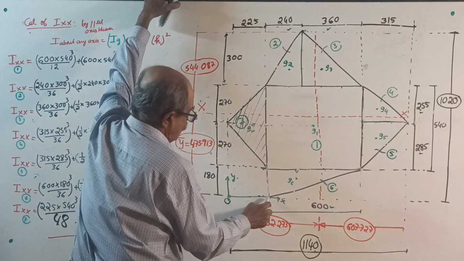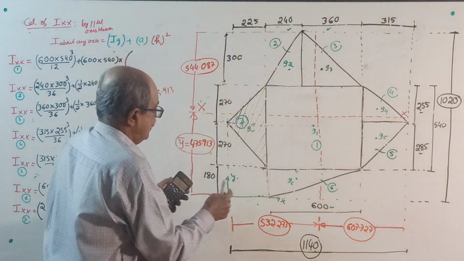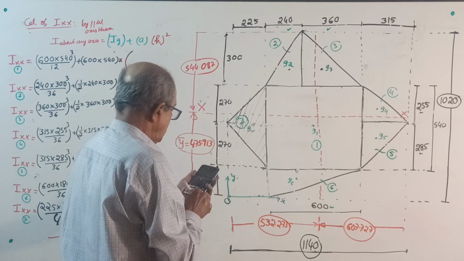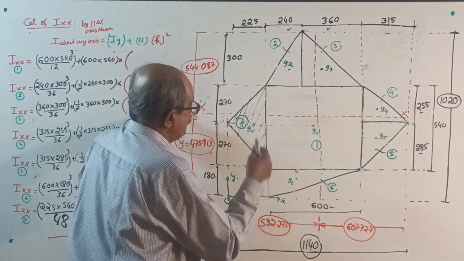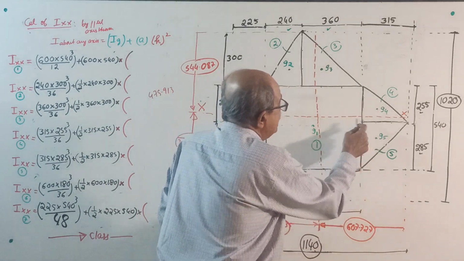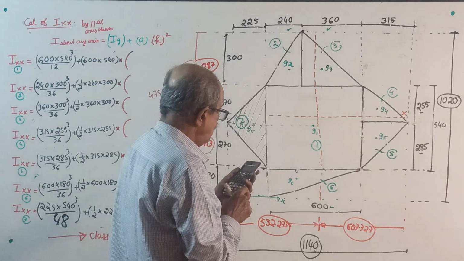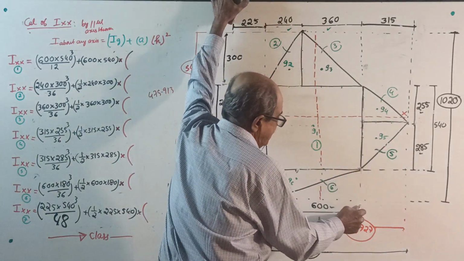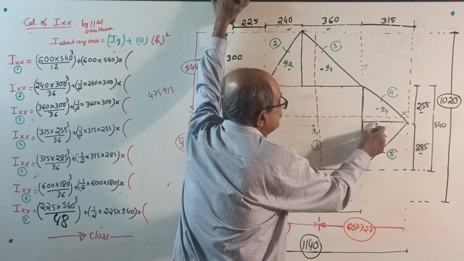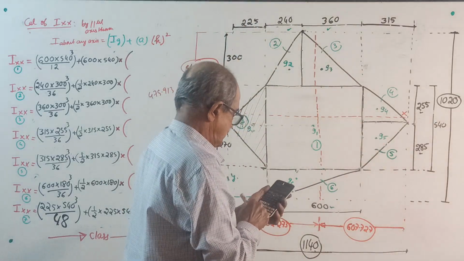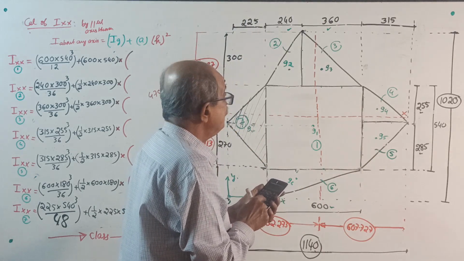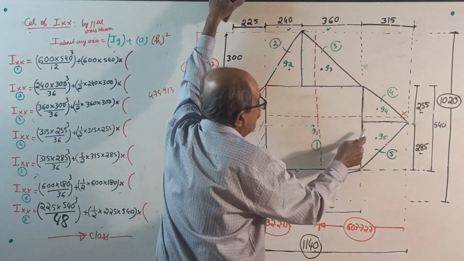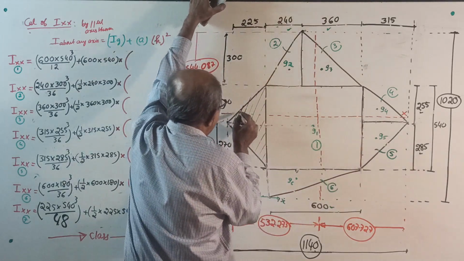475.913. 180. Furthermore, 180 plus 270, 450. Furthermore, 180 plus 285, 465. Furthermore, 180 plus 285 plus 1/3 of 255, 550. Oh, yes, before that one. So, before G4, after this junction, yes, correctly mark x bar.